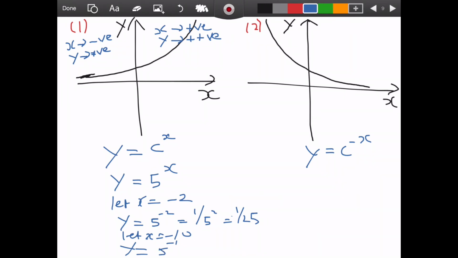So 5 power of minus 10 is equal to 1 over 5 power of 10. Just now we checked that 5 power of 10 is 9 million, so 1 over 9 million is a very, very small number. It's almost zero, but it's not zero. It's still positive, but very small. So it follows this pattern, a pattern of graph number 1.